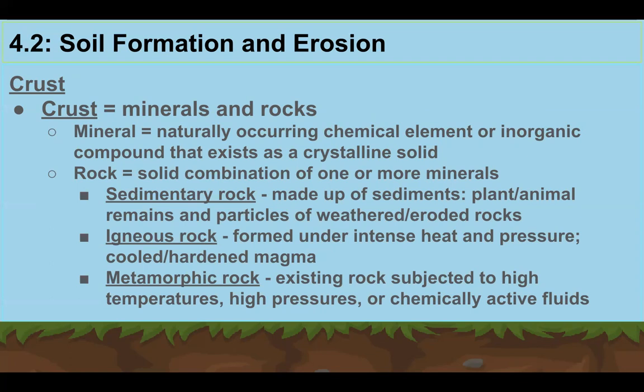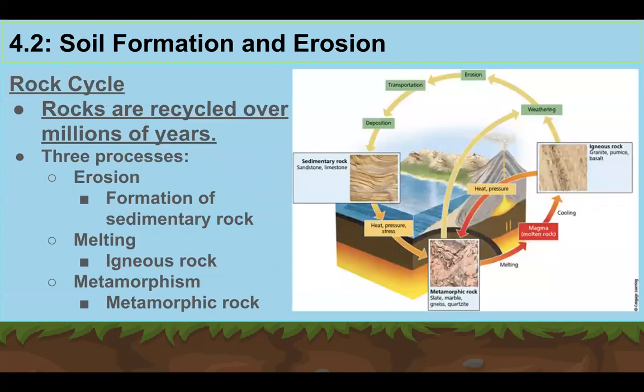Metamorphic rock is existing rock, so it could be your sedimentary or igneous rocks, but it is an existing rock that has been subjected to high temperatures or high pressures, or even chemically active fluids. So it causes the metamorphic rock to change in some way. So rocks, there's even a rock cycle, and they're recycled over millions of years.